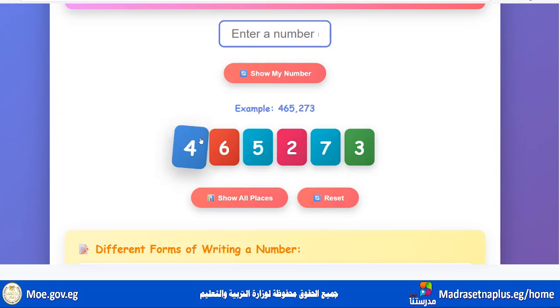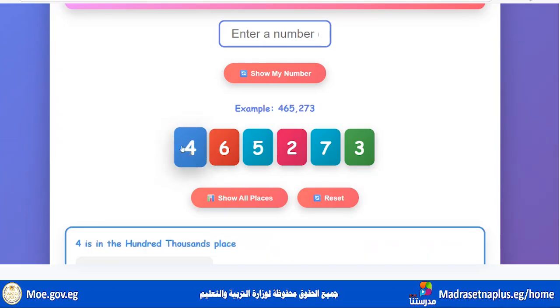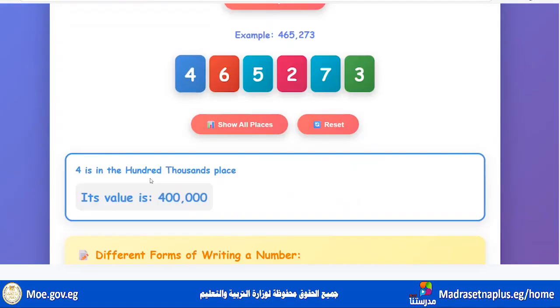So this is 4. The place of this 4 is what? It is 100,000, so its value is 400,000. What about 6? 6 is in the 10,000 place. Its value is 60,000. What about 5? 5 is in the thousands place. Its value is 5,000. 2 is in the hundreds place, 200. 7 is in the tens place, 70. 3 is in the ones place, 3.